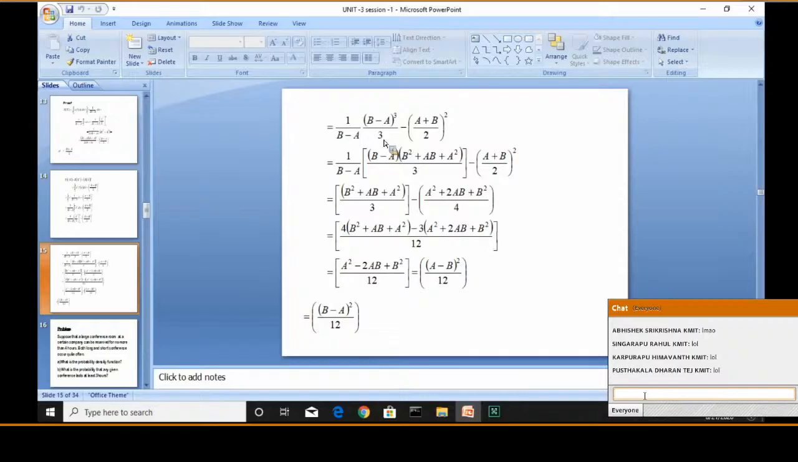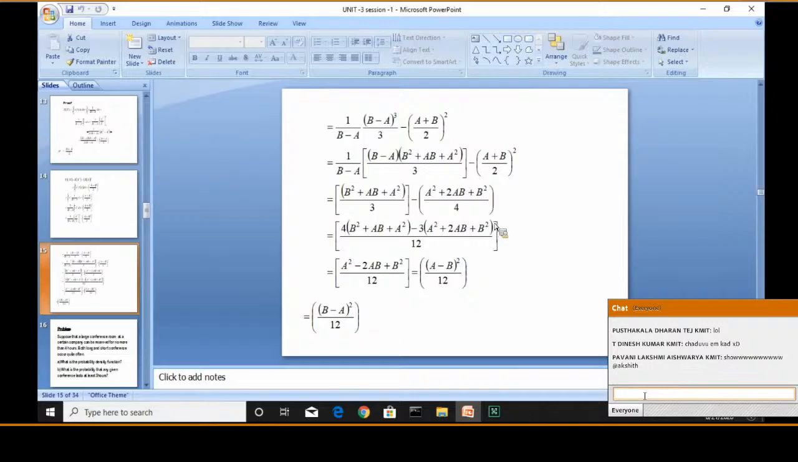b cube minus a cube. What we have learned in earlier classes, the factorization, we write as b minus a into b square plus ab plus a square, by 3. We have factorized b cube minus a cube and written it. Am I correct? Yes. Then we write a plus b by 2 whole square. Then we can take out the common factor b minus a. We have removed b minus a, leaving b square plus ab plus a square by 3, and we have expanded the square.